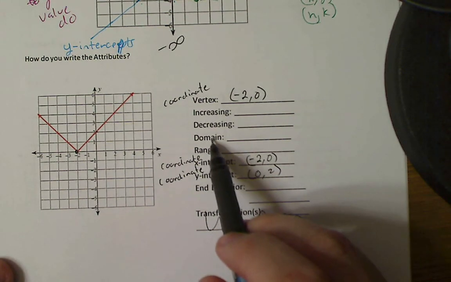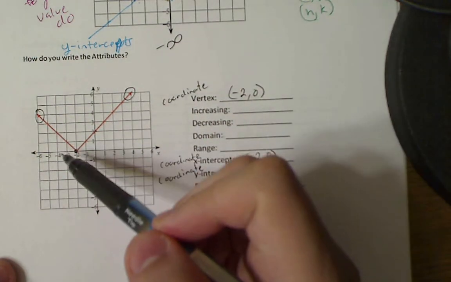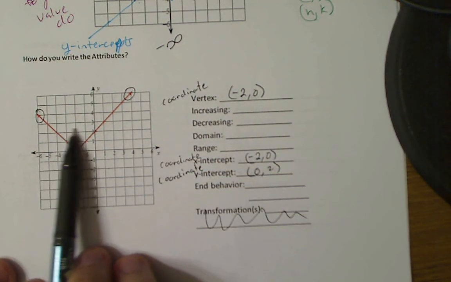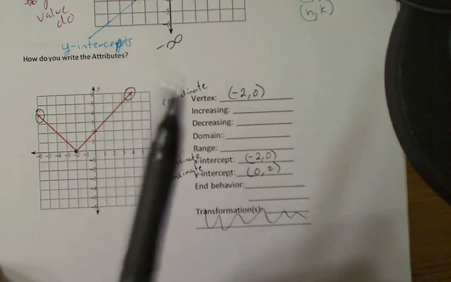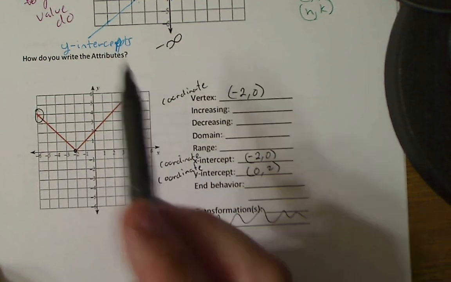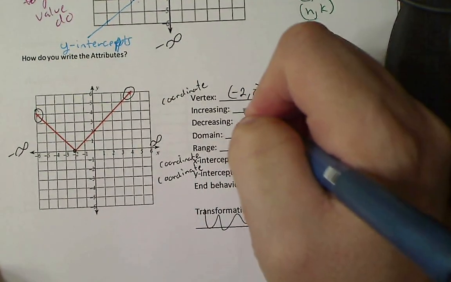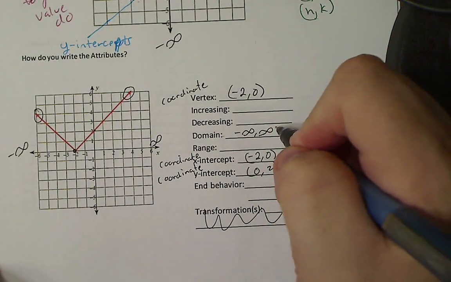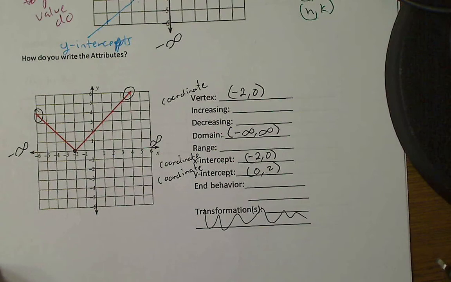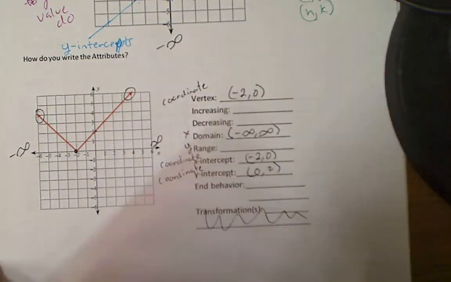Your domain, and again, if we look at this, we have these two points right here. If I'm going from this point to this point, and I know that my graph goes on forever, then on my x-axis it's going to go from -infinity to +infinity. And if you remember from the last lesson, because they're infinity symbols, we're going to use parentheses on those. Your range, which are your y values.